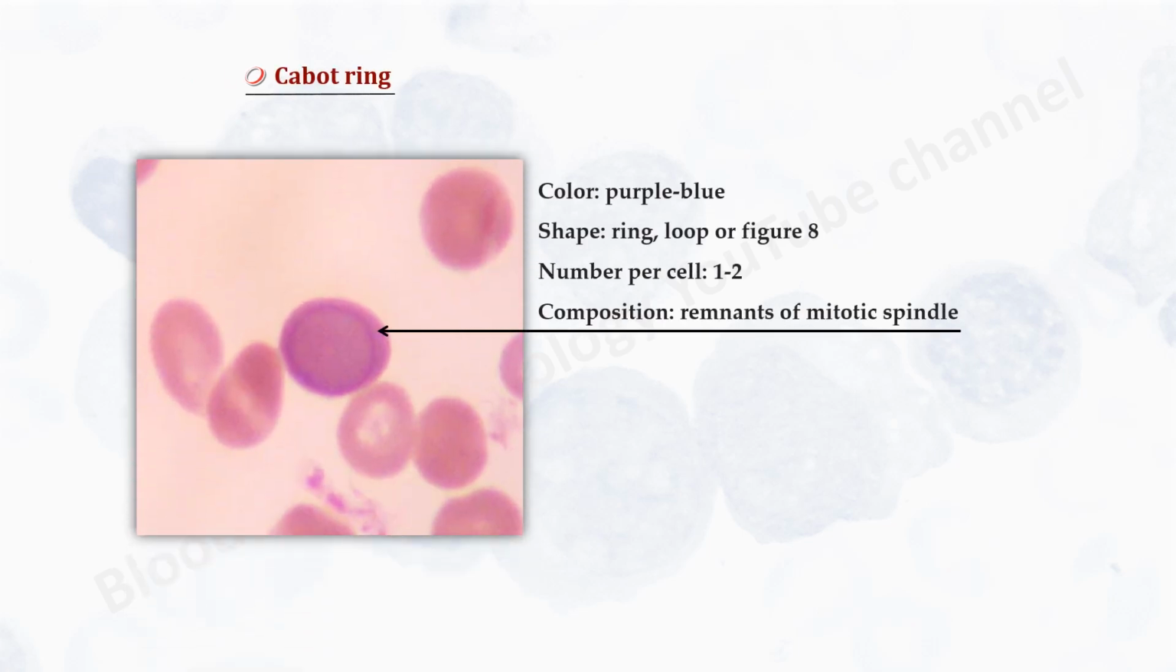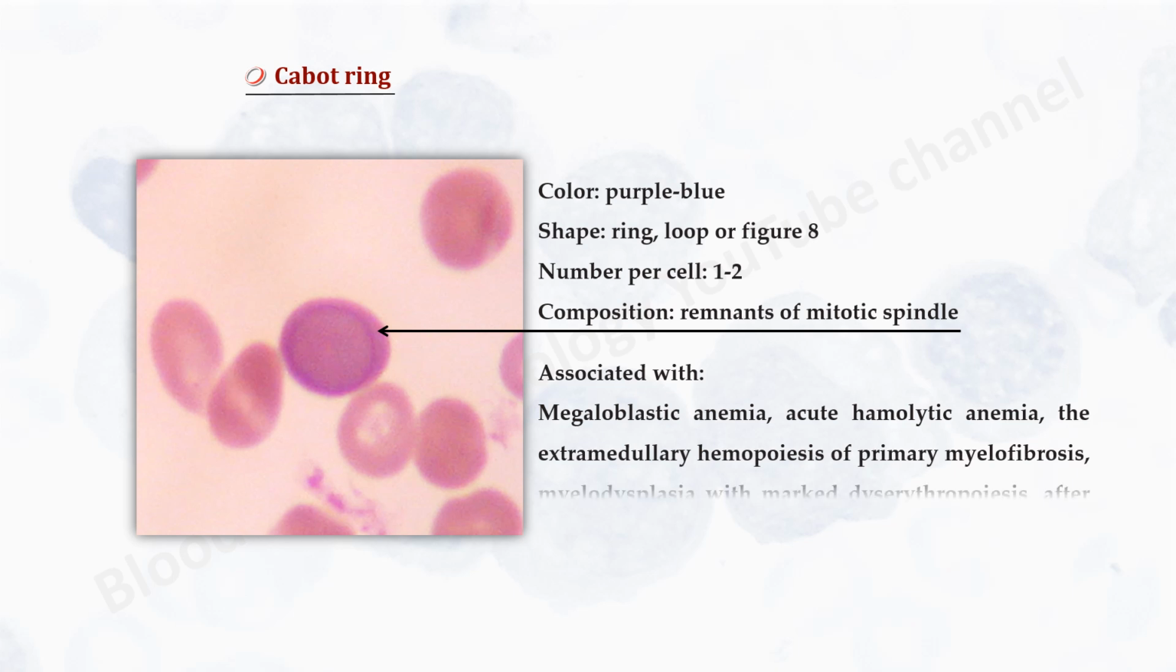Cabot rings are purple-blue structures that appear as rings, loops, or figure 8 in red blood cell cytoplasm. They are remnants of mitotic spindle fibers. They are seen in megaloblastic anemia, acute hemolytic anemia, the extramedullary hemopoiesis of primary myelofibrosis, myelodysplasia with marked dyserythropoiesis, and after splenectomy.